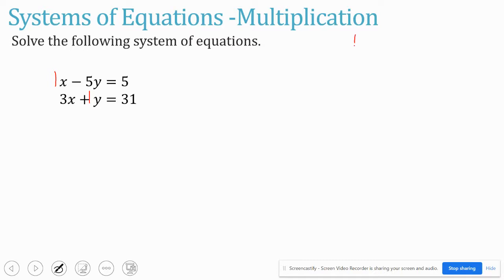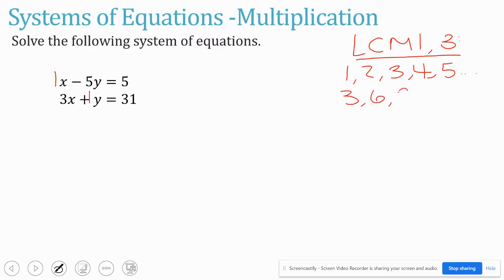Okay, so the LCM, I'm going to look at the coefficients for x. The LCM of 1 and 3. The smallest multiple that they both have in common, and if you want, you can list this out, 1, 2, 3, 4, 5, and so on, and then 3, 6, 9, 12, and so on. You'll see that their least common multiple is 3. Okay, so the least common multiple of 1 and 3 is 3. I'm going to just erase these multiples so I have space below.